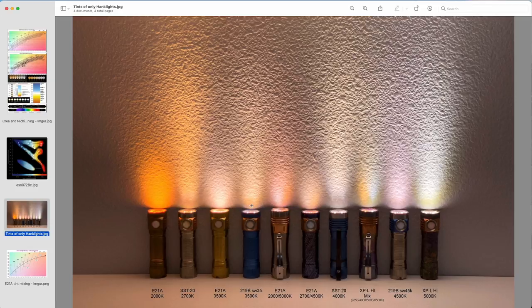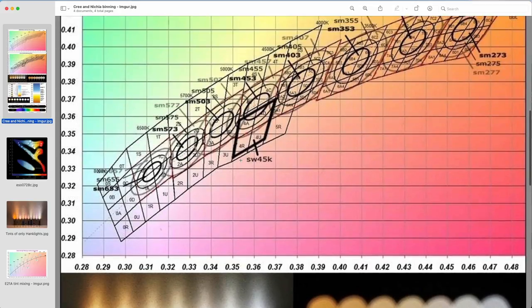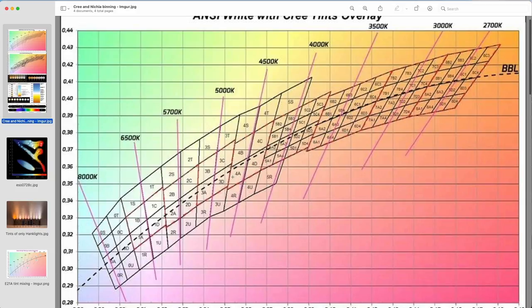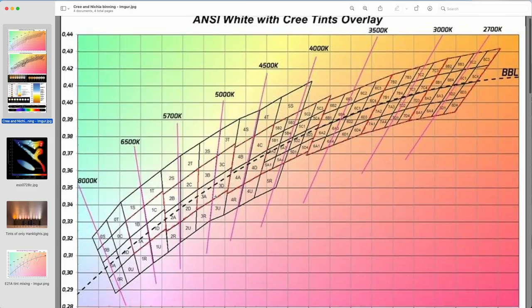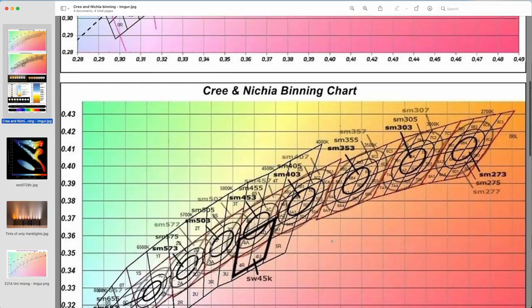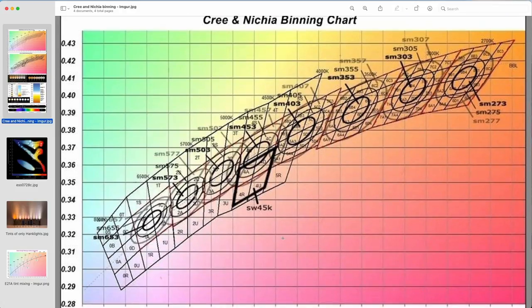Now let's talk about tint bins. If I flip back to this picture, you'll see that here's that same chromaticity chart. It's just that we're looking at the center section of the white light. And notice that you have all these little squares with letters and numbers in them. Well, this is the Cree tints overlay. Let's go to the next one that shows the 219 overlay. And you'll notice that this 219B SW45 has a little square overlaid here.